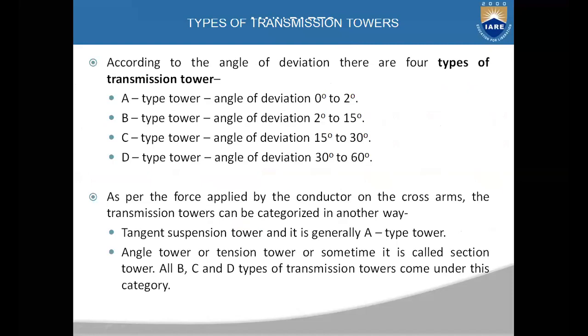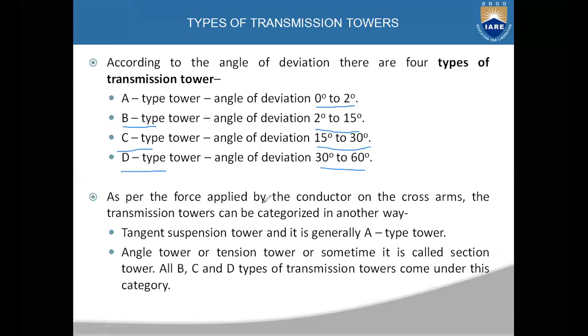Right. So now what are the different types of transmission towers? Depending upon the angle of deviation, these towers are classified as A type tower, B type tower, C type tower, and D type tower. If your angle of deviation is from 0 degrees to 2 degrees, it is called A type. If it is 2 to 15 degrees, it is called B type, 15 to 30 it is C type, and 30 to 60 it is D type tower. So this is the classification of towers depending upon the angle of deviation.